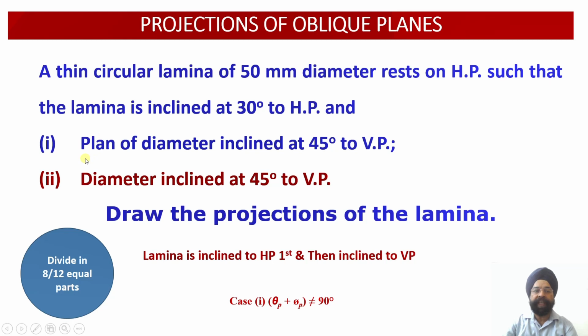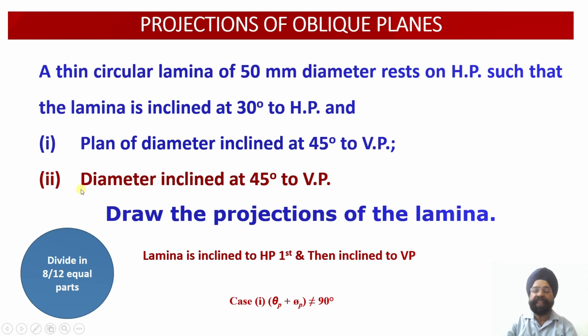Now we are provided with the second inclination, that is the plan of the diameter is inclined at 45 degree to the vertical plane. So it means that angle beta. So what is angle beta? Angle beta is the angle of inclination of the apparent length, that is the plan of the diameter of the circular lamina, with respect to the vertical plane.